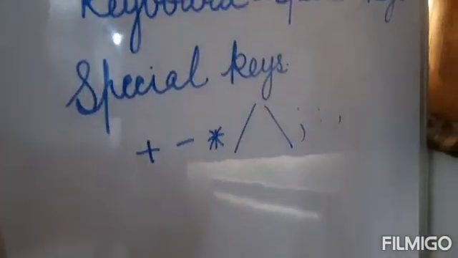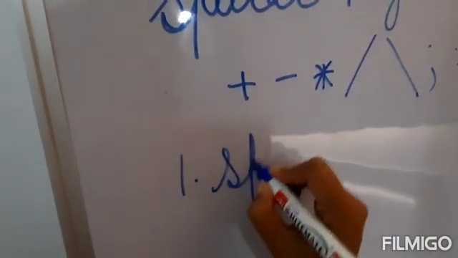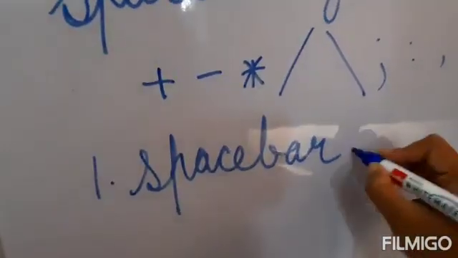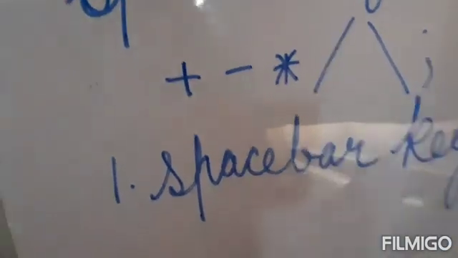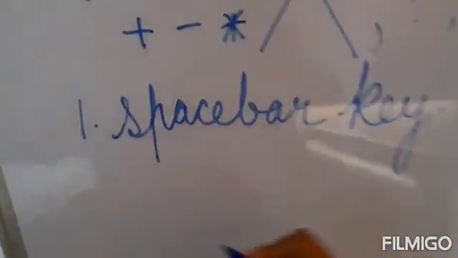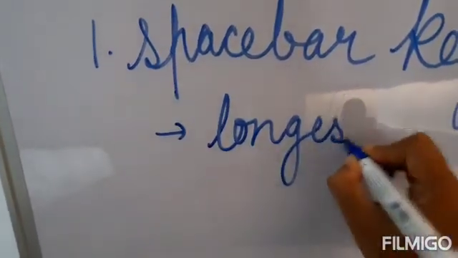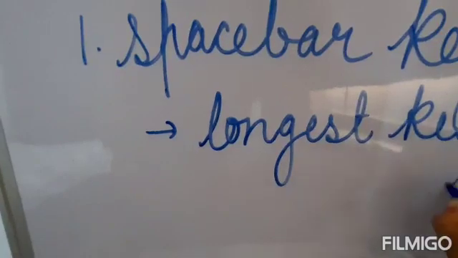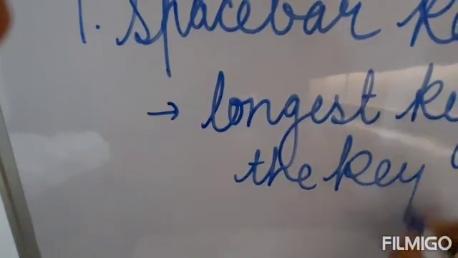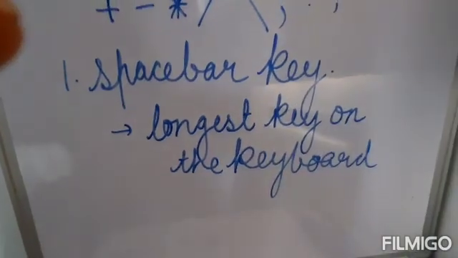So we learned about two special keys today. The first one is the space bar key. So what is the characteristic or feature of a space bar key? That it is the longest key on the keyboard. So space bar is the longest key of the keyboard, right?